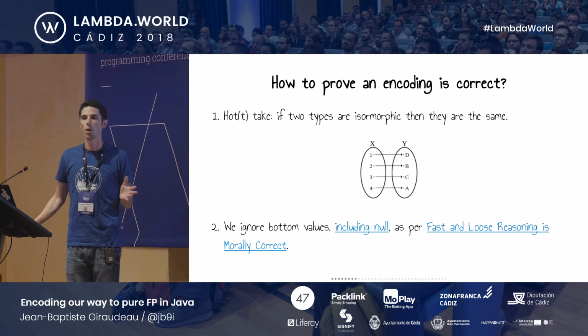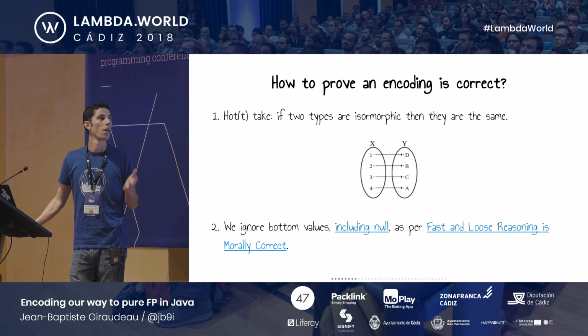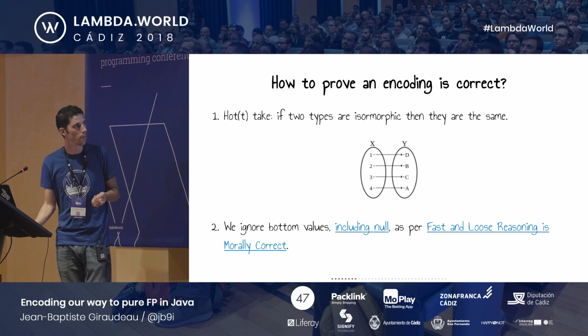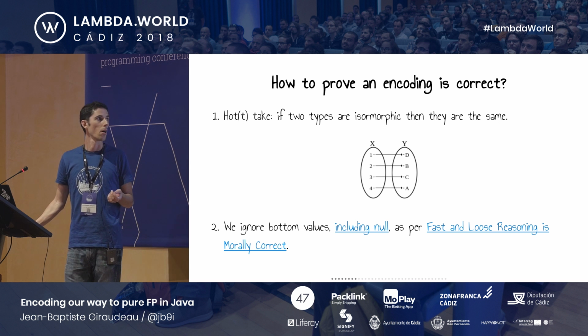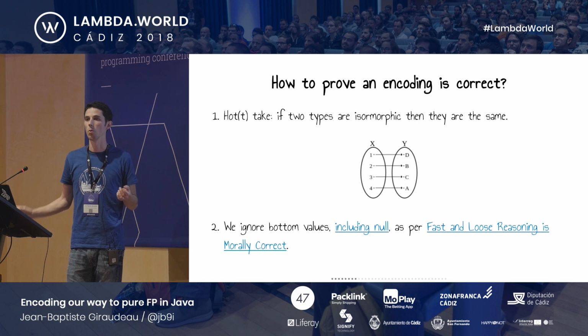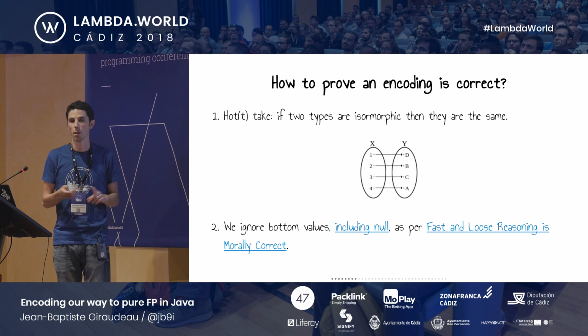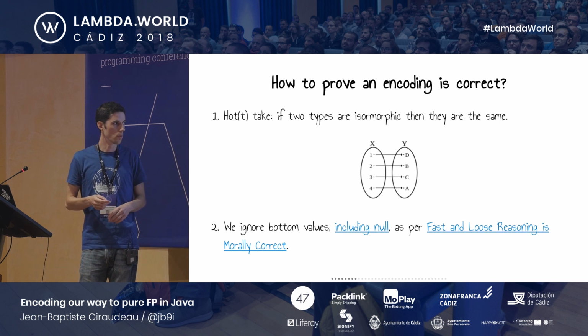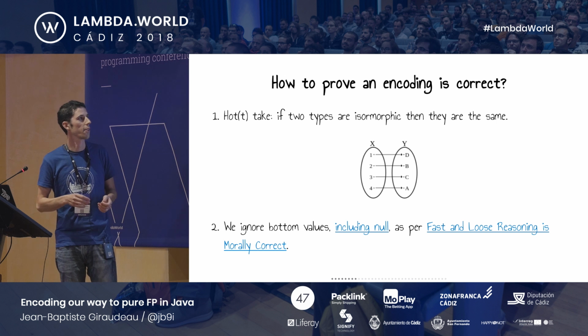So we are now assuming parametricity, and we still want to, let's say, prove that our encodings are correct. There is an easy way to view types as sets. To view types as sets, we must ignore bottom values. We ignore nulls, and it's morally correct to do so. So let's do that.